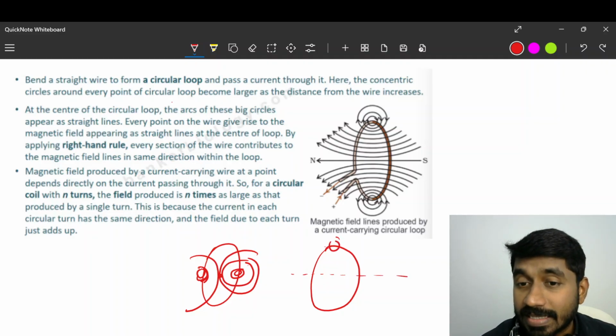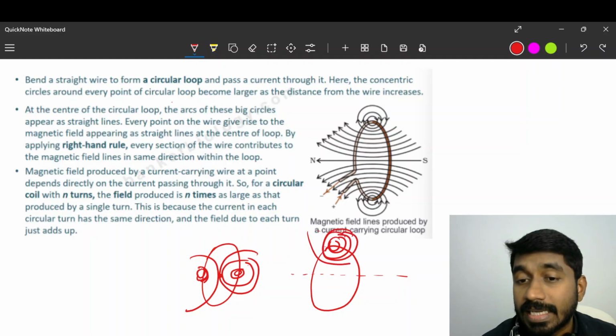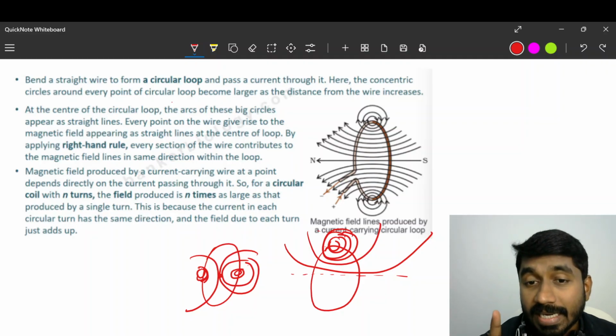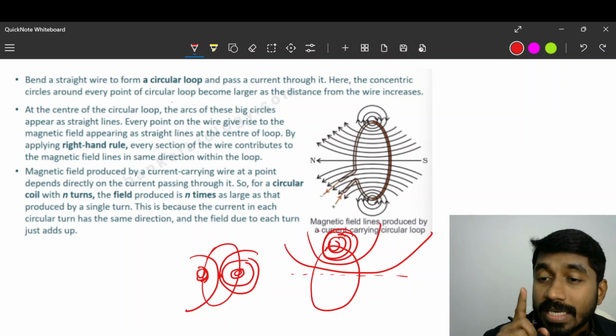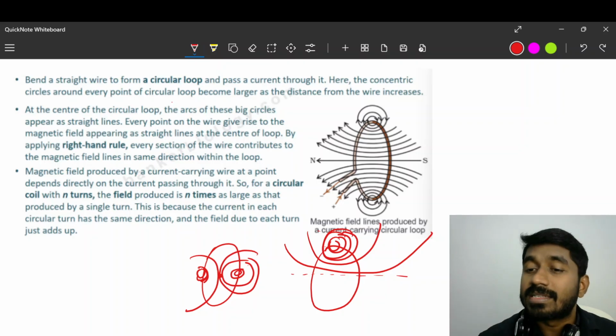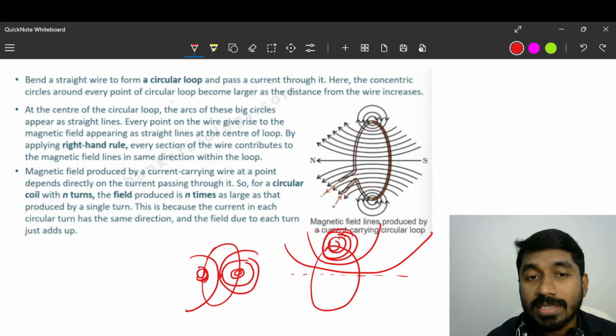That's the picture given here. You see it is small crowded circles, and you can see it's a big circle. When it comes to the center it becomes a straight line. So what is the point here? The magnetic field due to a circular conductor at the center will be a straight line. This is how it works.